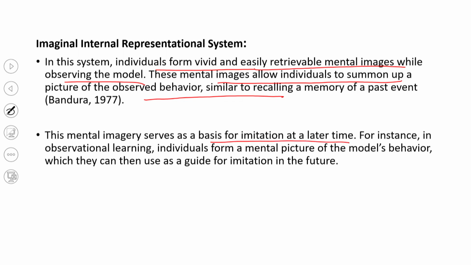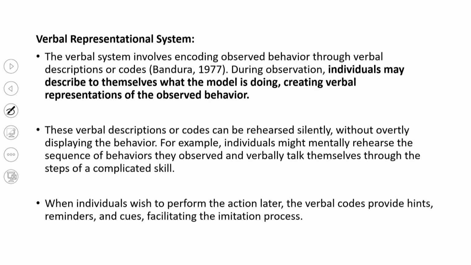This serves as the basis for a lot of imitation at a later time. For instance, in observational learning, individuals form a mental picture of the model's behavior, which they can use as a guide for imitating, for anything that we learn. Then obviously, in the verbal system, in language format, we also remember a lot of things. It includes encoding observed behavior through verbal descriptions or codes. During observation, individuals may describe to themselves what the model is doing, creating a verbal representation of the observed things. So, they can describe, okay, the first step the person did this, then they did this.